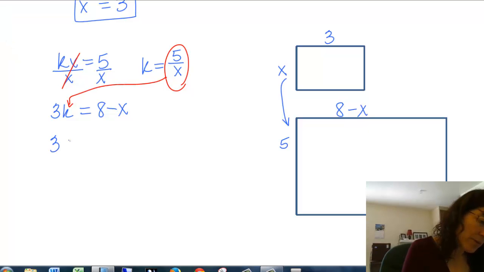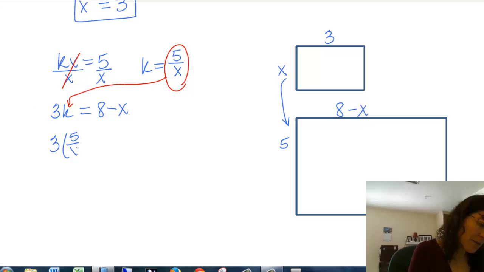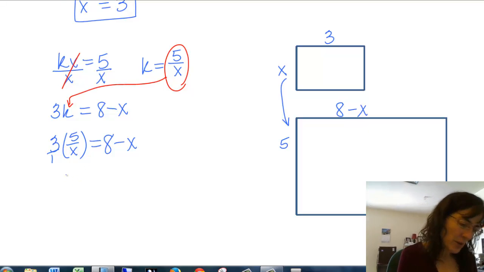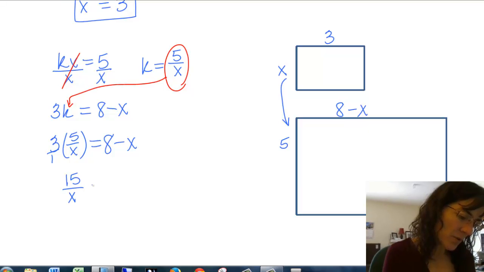And so I have 3 times 5/x equals 8 minus x. Think of it as 3/1, and there's nothing I can reduce here. So I end up with 15/x equals 8 minus x.